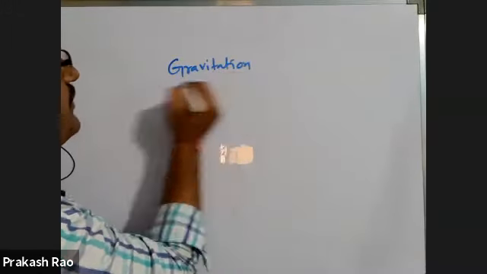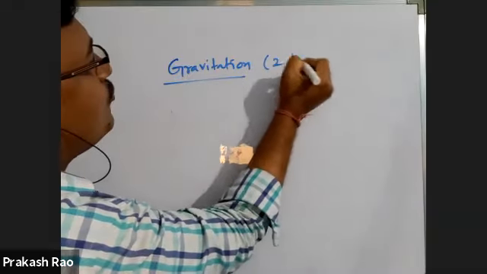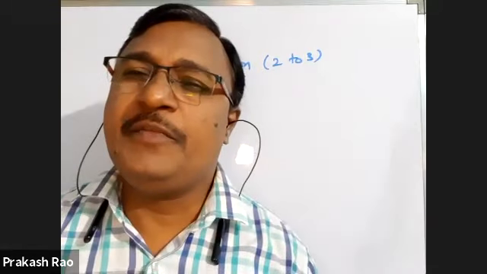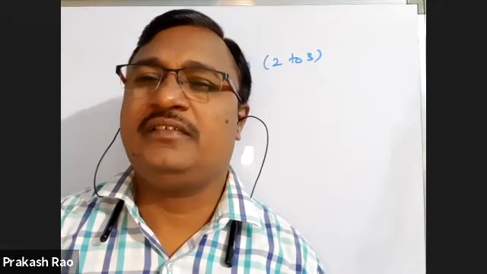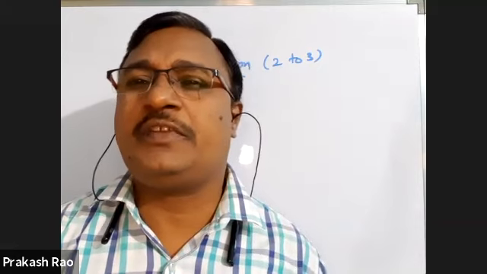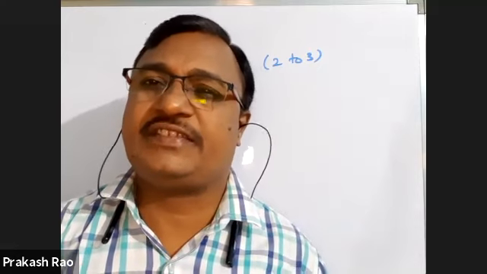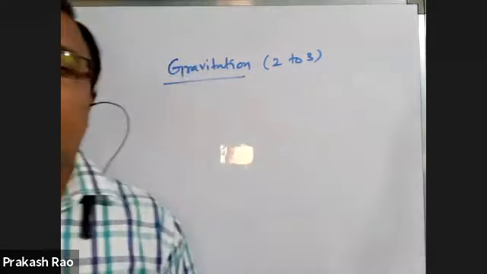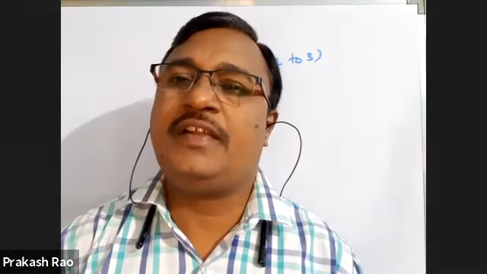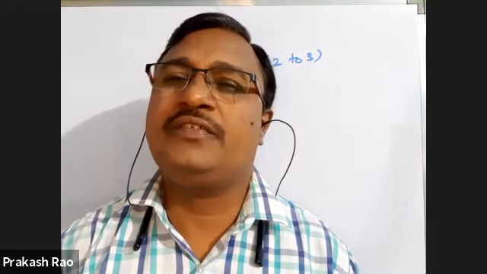From this gravitation, you will get minimum 2 to 3 questions in the NEET exam, my dear students. Minimum 2, maximum 3. So gravitation is one of the very easiest chapters in physics. So let me start with that. Let me explain a few concepts, and after that we will solve a few problems also. I hope that you enjoy this session.